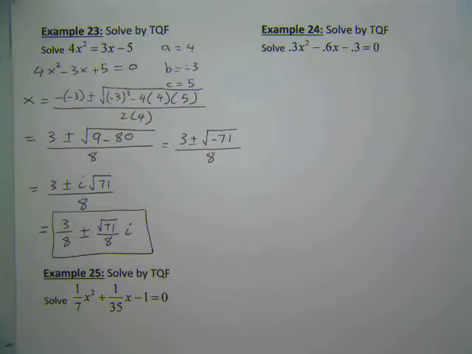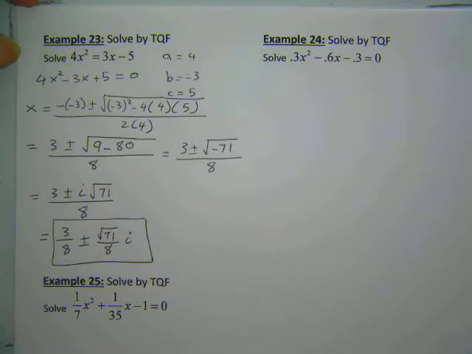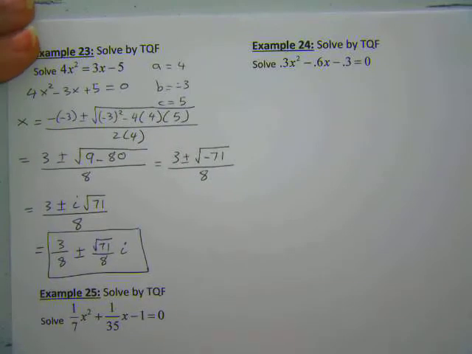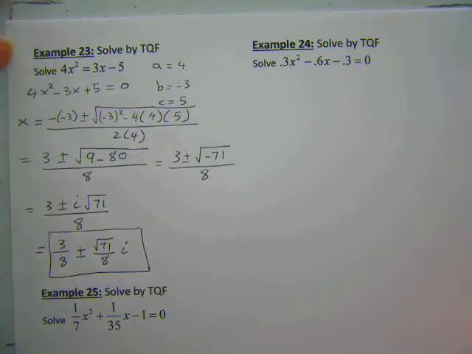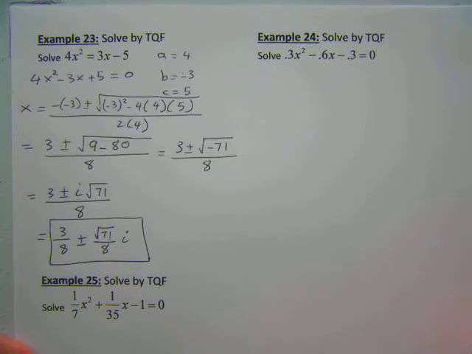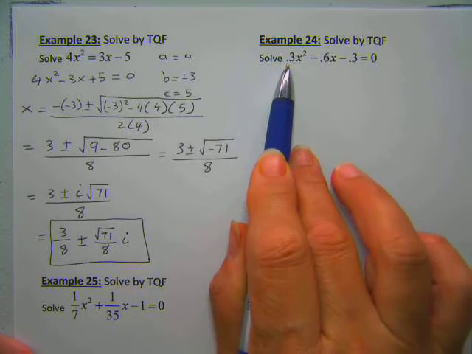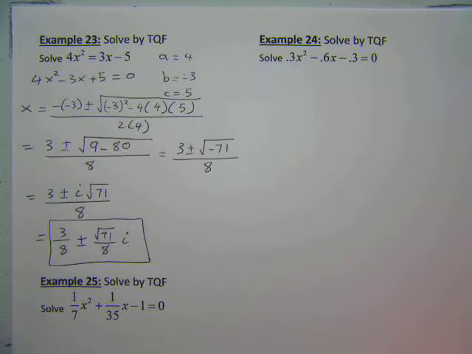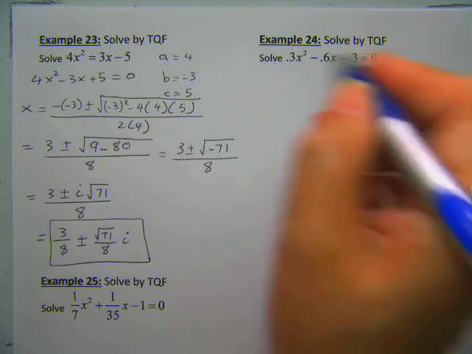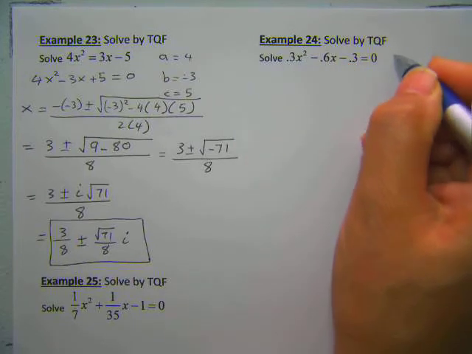Okay, the last two I might do just part of it. Let's see. Or maybe I'll do it all, I'm not sure. If you have something like this one, solve, and then the problem is with the decimal, 0.3 x squared minus 0.6 x. So are we going to use the decimals? Oh please, of course not. What are we going to do instead? We're going to first multiply the equation by 10. So multiply the whole equation by 10.